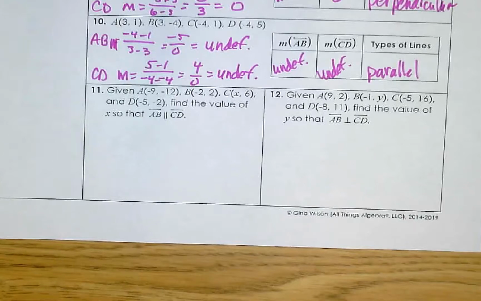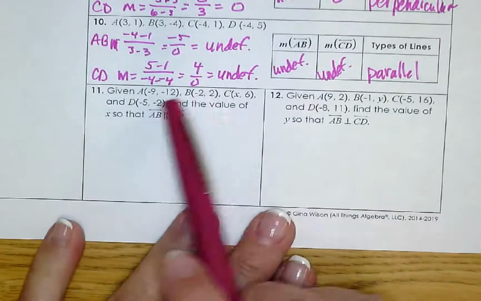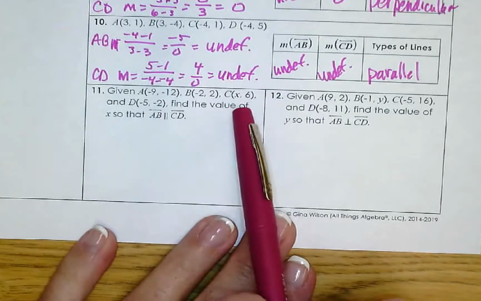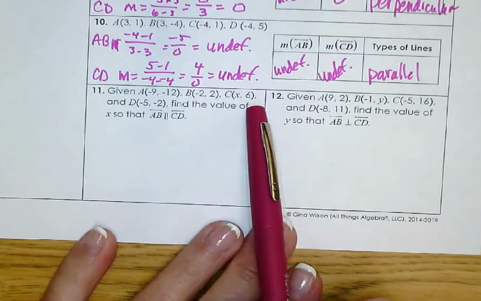Okay, here are the last two problems for the 2A notes. I just want to look at number 11 and 12. The process is the same, but they're giving us 4 points, A, B, C, and D. Part C is point C, they're only giving us part of it.